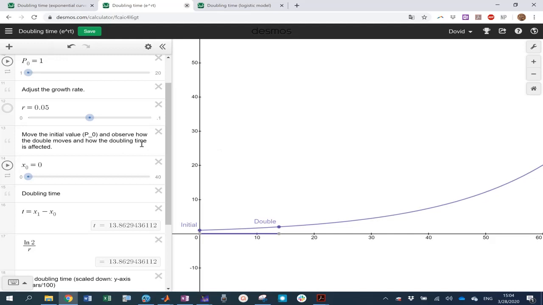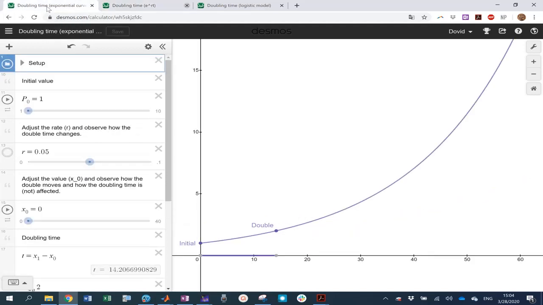So let's now adjust the initial point, x0, which would have been t0, and see what happens to the doubling time. Again, the doubling time is down here. It's 13.86. Watch what happens. If I move along, it stays constant. That is something very unique to exponential curves. And this is P naught e to the r t. We can just show that it's true also in the example from earlier. Watch what happens. Same thing. It's on the bottom. It's 14.2. No matter where I move that initial point to, the time to double stays constant. We'll see a situation where that is not the case in just a moment.